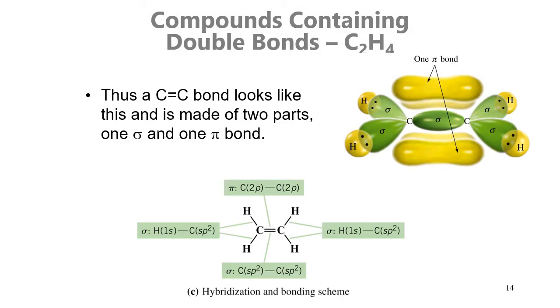The picture on the right slide is how you draw when the question asks you to sketch the overlapping of orbitals in C2H4. The labeling of bond and origin of the bond is shown at the bottom of the slide. So this is the overlapping, and when they ask you to label the bond, you can have this as a reference.